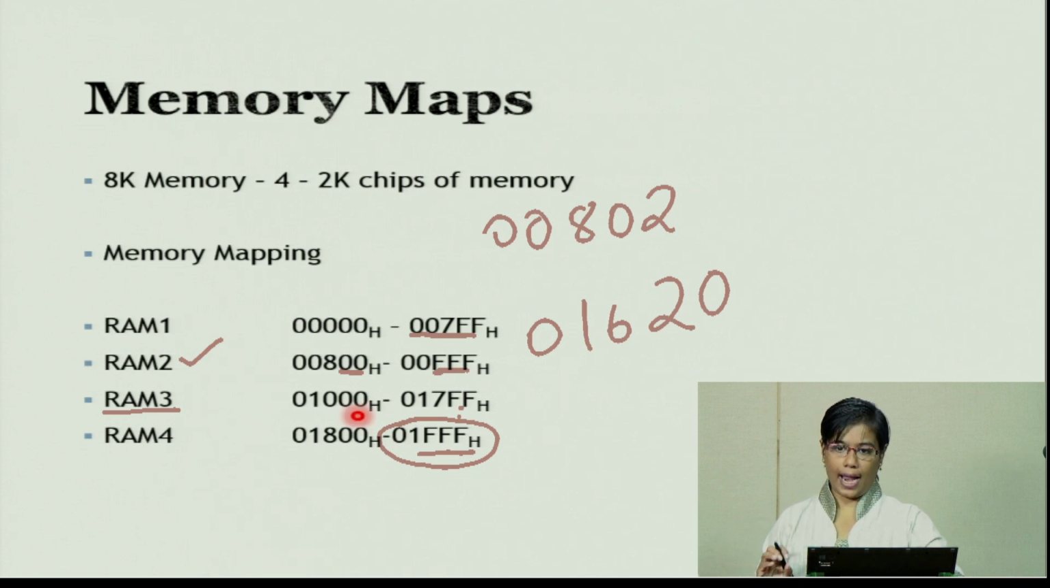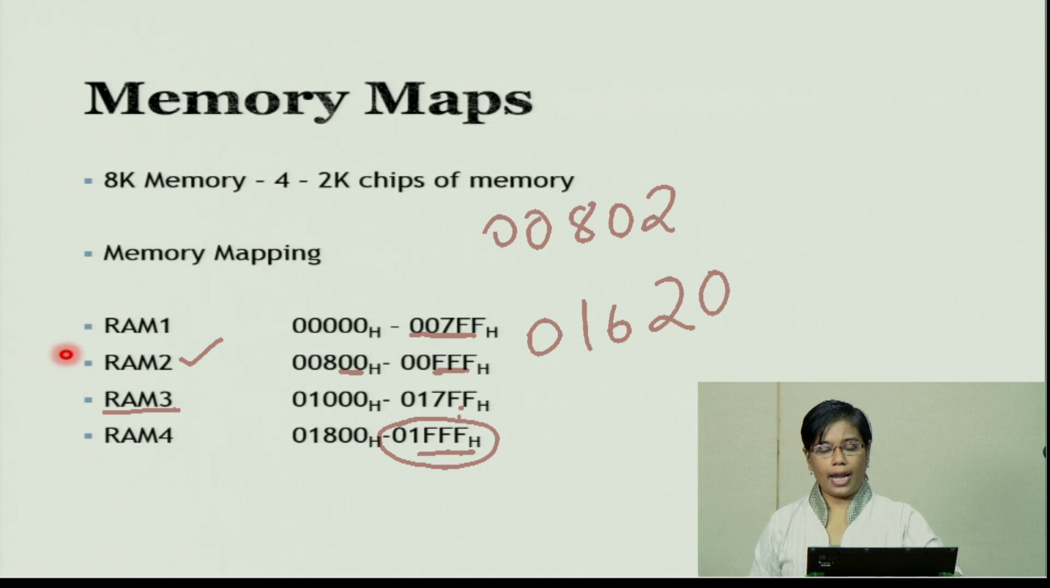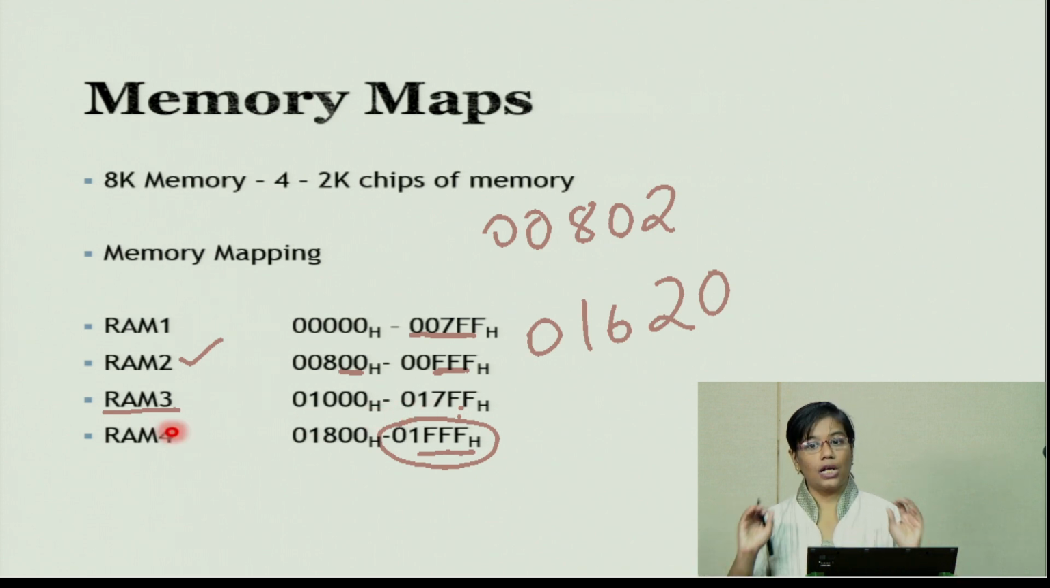So based on the address, only one of the RAM chips must be selected at a given point of time. If the address is in the range 00000 to 007FF, RAM1 must be selected. If the address is in the range 00800 to 00FFF, RAM2 must be selected. If it is from 01000 to 017FF, RAM3 must be selected. For the next address range, RAM4 must be selected. At a given point of time, only one memory chip will be selected, and which chip is selected depends upon the address you are trying to access.